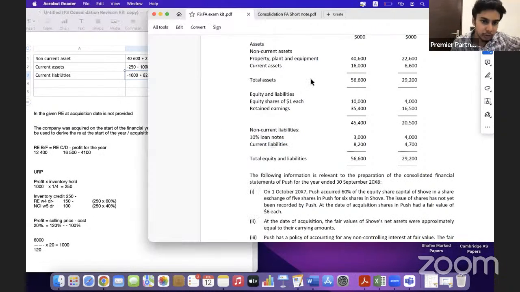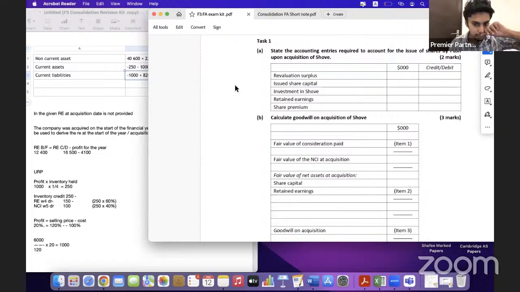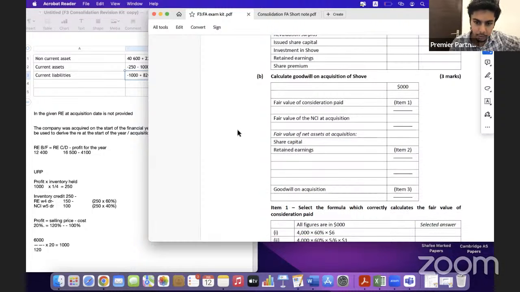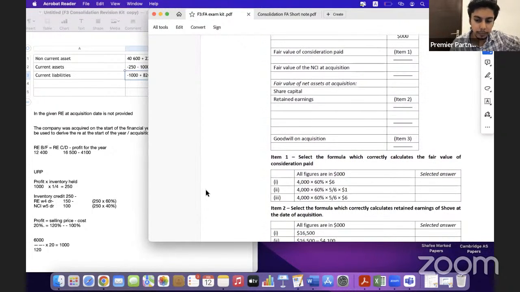Now we have actually done all the workings. Shall we select the answers now from the options? Let's check and see whether we are able to get those. This one we already answered, no? This one also we answered. Item number 1: how did we get item number 1? That is this one. We selected this as the option, 4,060% into 5/6 multiplied by 6.